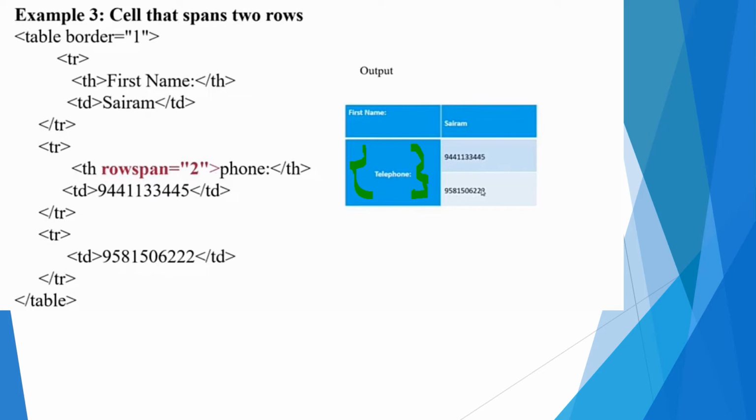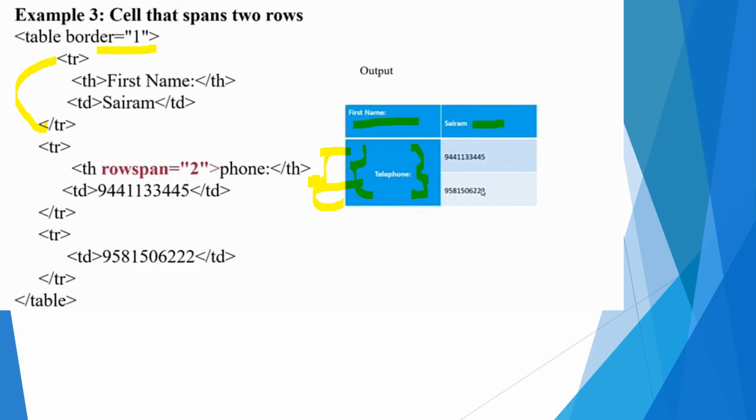Here I am creating a table using the table tag, where the border thickness is 1. The first row is for the header: first name and second name. Here I have merged the second row and third row as one row. I am using rowspan equal to 2. So, two rows are spanned as one row, or two rows are merged as one row.